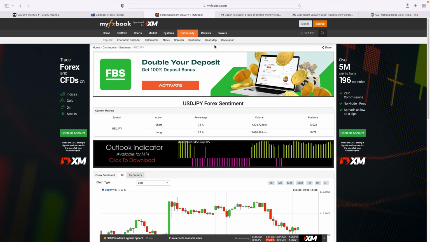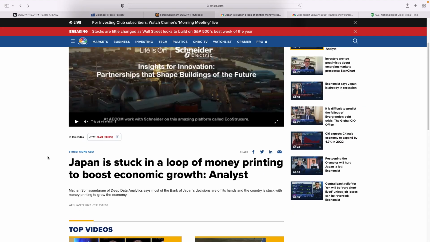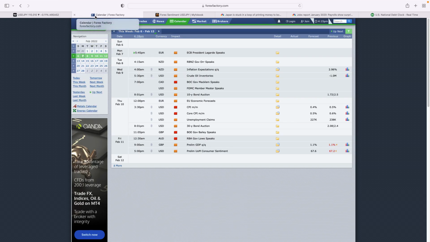Now if we go and look at what fundamental data we have over here. This article from CNBC reads that Japan is stuck in a loop of money printing to boost economic growth, says an analyst. So this guy came out, he says the Bank of Japan's decisions are out of its hands and the country is stuck with money printing to grow the economy. So at the moment, the only thing that Japan is currently doing is just printing money and money and money, and they are not looking to hike interest rates, things that can actually help boost the economy as well.